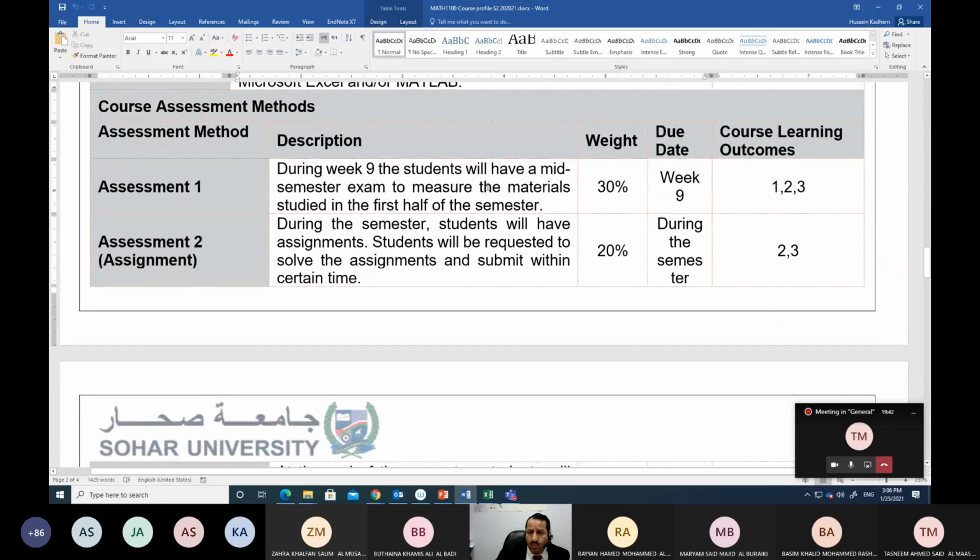Okay. Now, what is the distribution for the assessment tools? We have assessment 1, which will be a test. It will be in week number 9, 30 marks on this test. Okay, it will cover course learning outcomes 1, 2, 3.